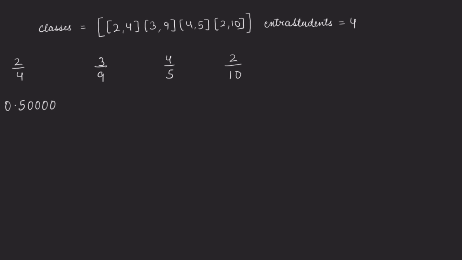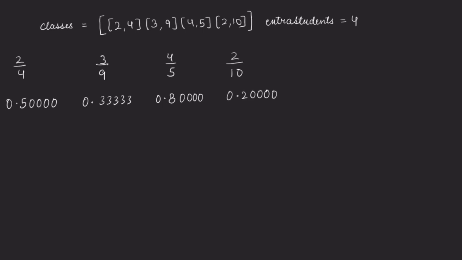0.50000. Since it is said that answers within 10 to the power minus 5 of the actual answer will be accepted, I am writing 5 decimal places over here. 3 by 9 will be 0.33333, right? Then 4 by 5 will be 0.80000, right? And 2 by 10 will be 0.20000. So this is what the pass ratio is right now.